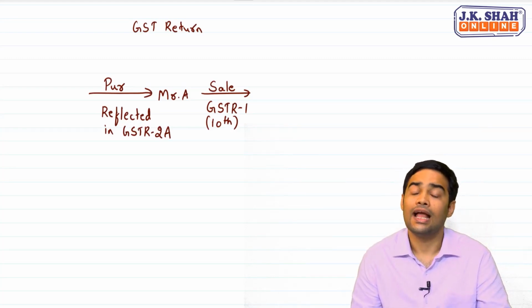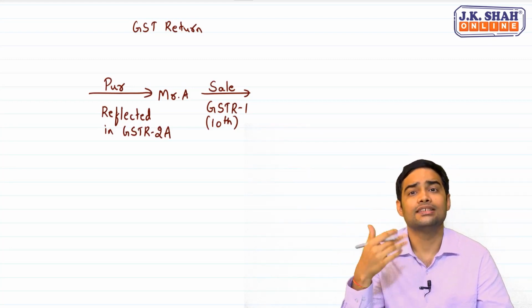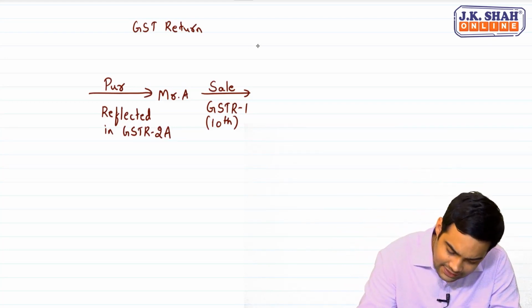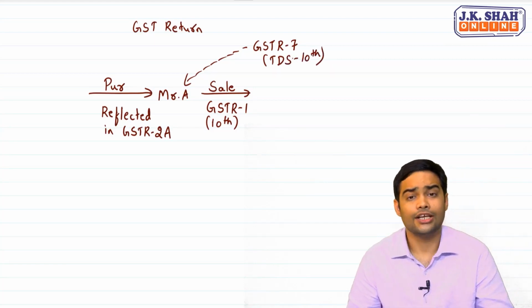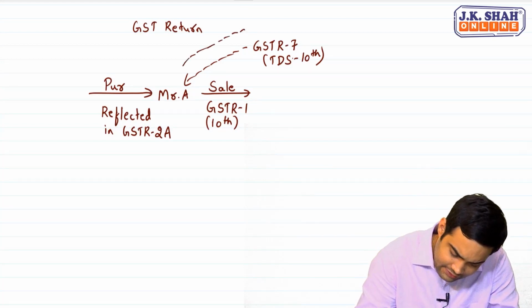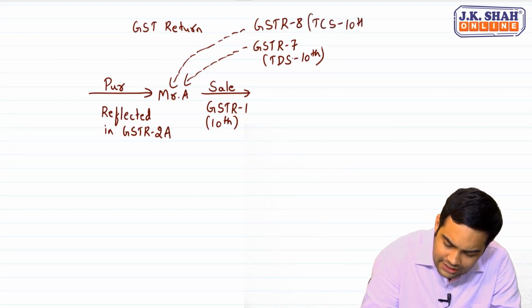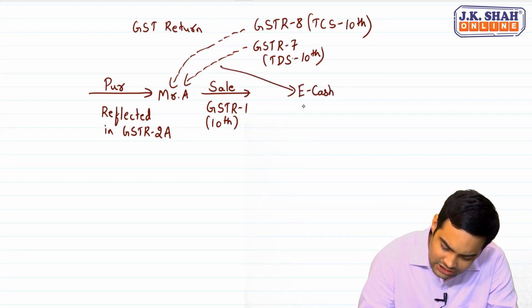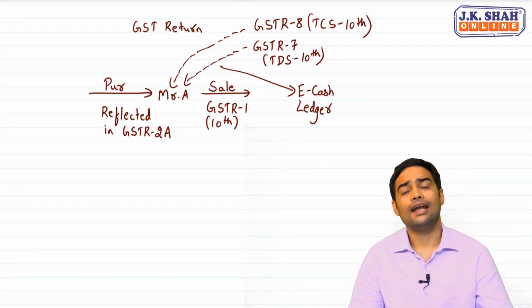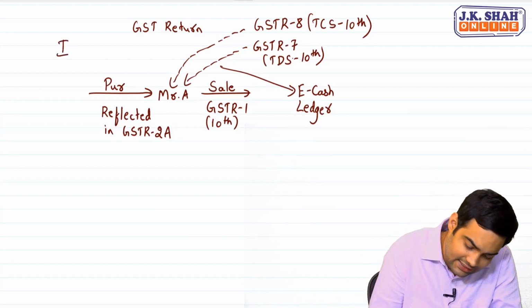Thereafter, when we talk about the sale transactions, say suppose he has supplied to government department. In that case, government department would have filed GSTR 7, reporting all the TDS transactions, and the due date is 10th. He also supplies online. If he supplies online, then he would have received GSTR 8, which the e-commerce operator has to file by 10th, and both of these amounts will be reflected in Mr. A's e-cash ledger.